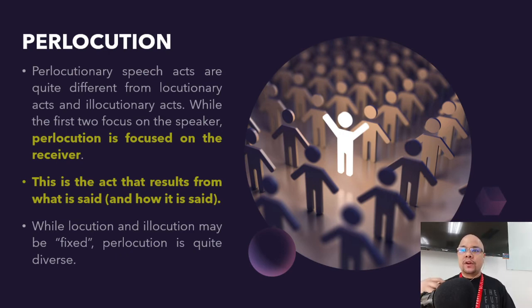Or we look at the change in behavior or the result based on the audience's reaction. So when we say something, that is locution, why we said it is illocution, its impact on the audience is perlocution. While locution and illocution may be fixed, there is a specific set of words and a specific intent for saying those words, perlocution can be different. Why? Because it can be flexible. People can react in so many different ways to the same statement.